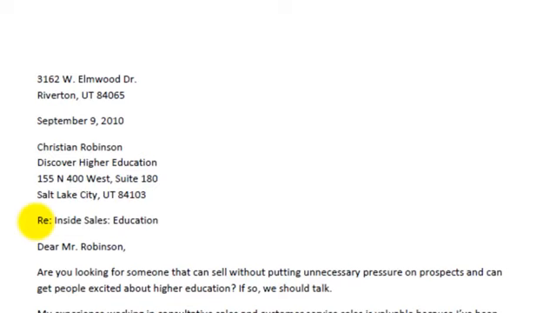A lot of people also begin their cover letters by saying, I'm writing in reference to the position you have posted in the local newspaper on blah, blah, blah, and it just goes on. Just get right to the point. Don't even include that in your first paragraph. Put it instead as a reference line, and the way you do that is you type R-E, capital R, little e, and a colon, and then a space, and then the name of the position you're trying to get. If it's a customer service representative role, you type that. If you're trying to get a job as a vice president of marketing, you type that. Whatever it is, it goes there.